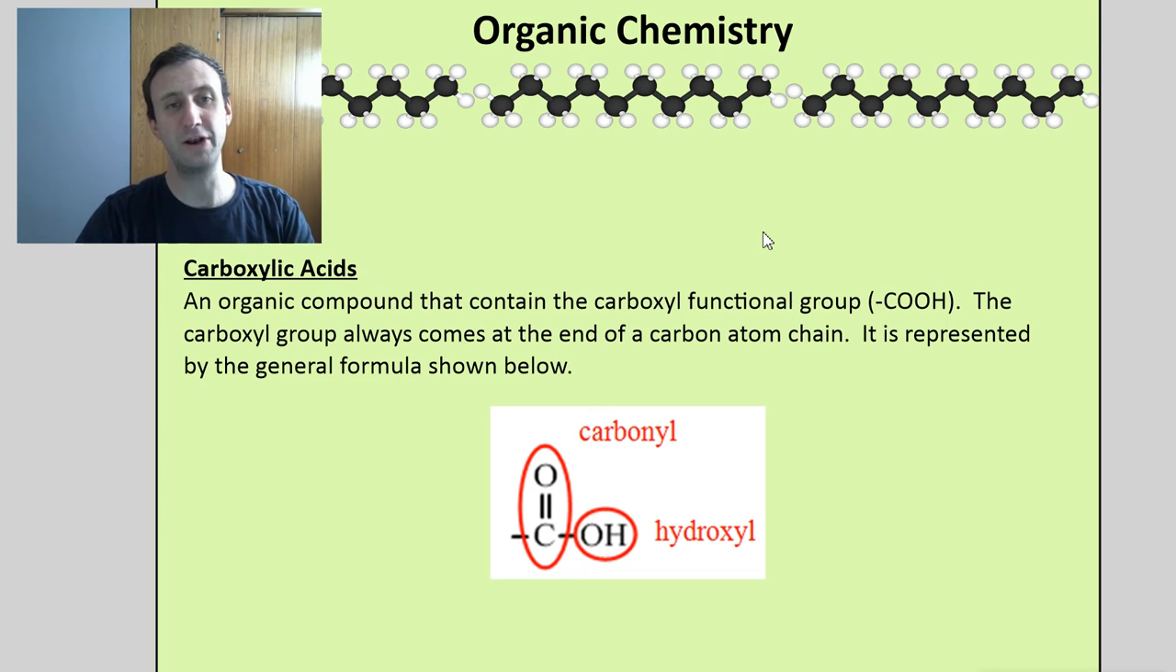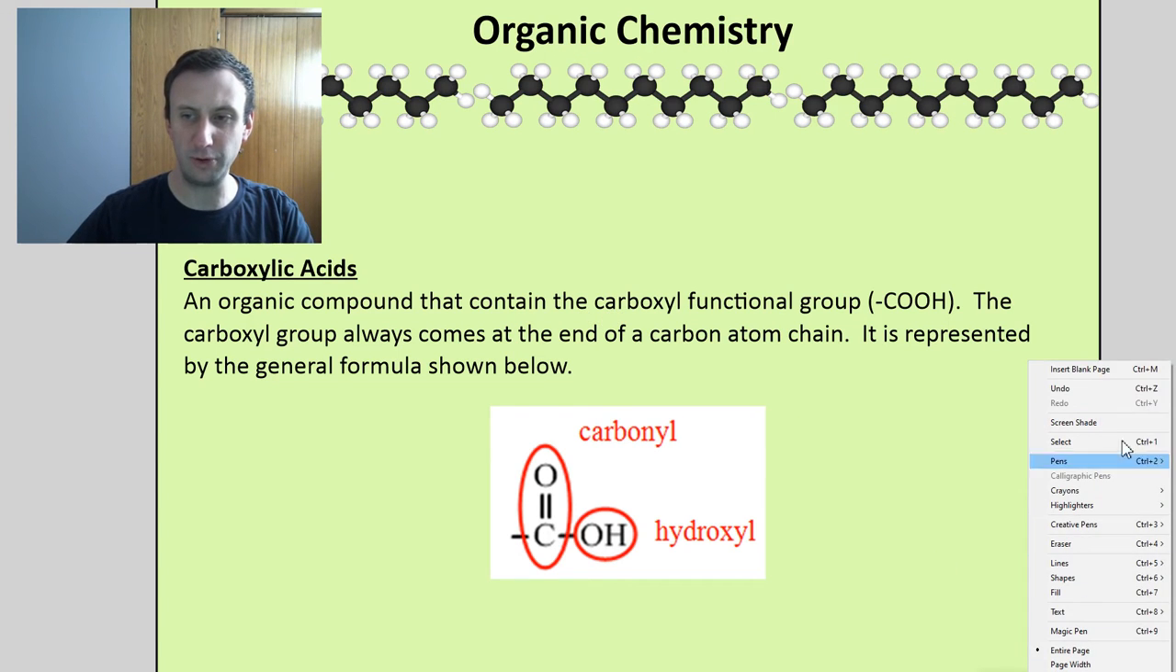All right, quick lesson on how to name and draw carboxylic acids, really just focusing primarily on how to name it, because if you can name it, you know how to draw it. So carboxylic acids, what are they? A carboxylic acid is an organic compound that contains the carboxyl functional group, which is what is shown below. It's C double bond O and then also an OH on that carbon.